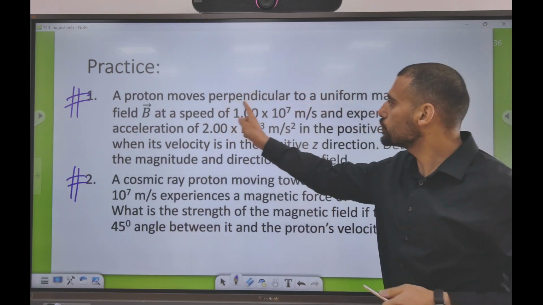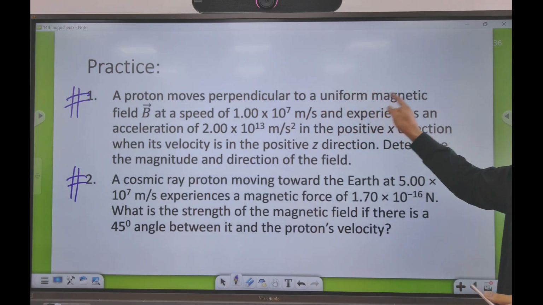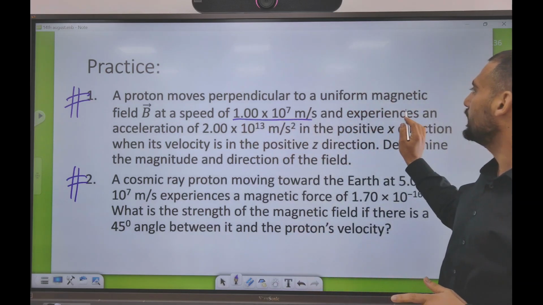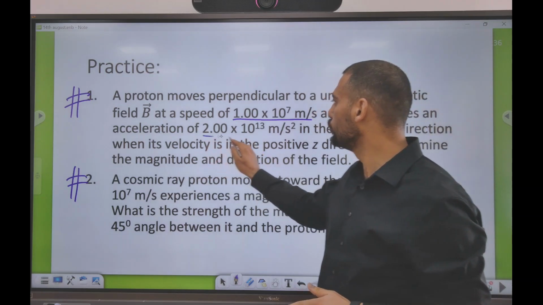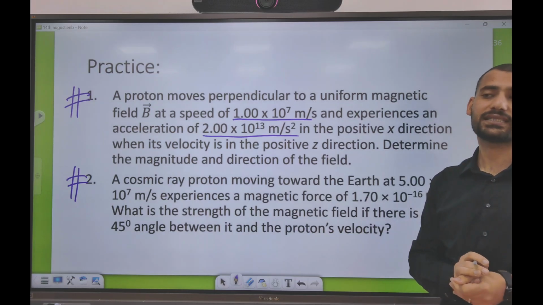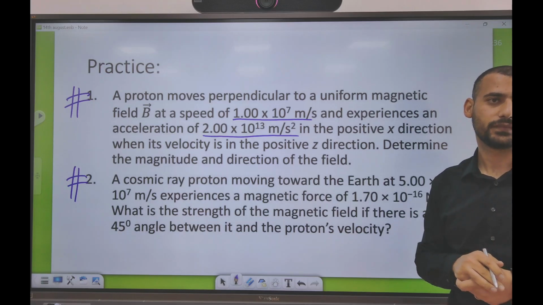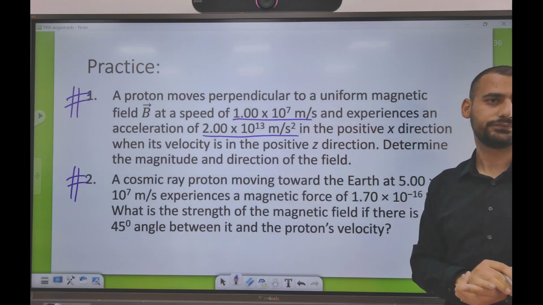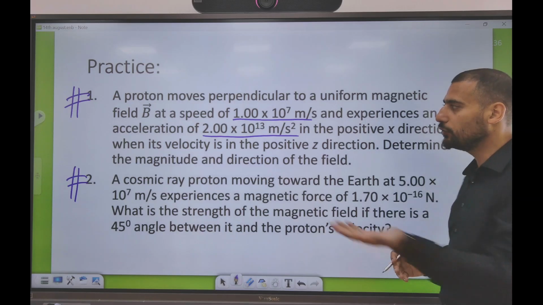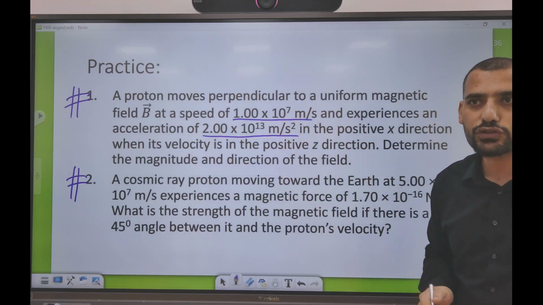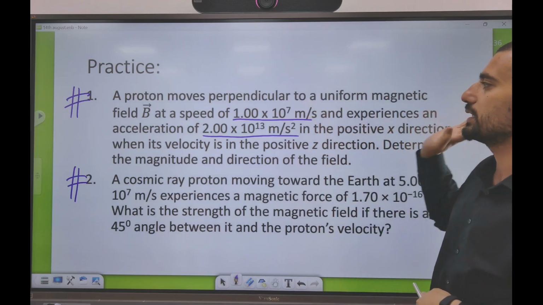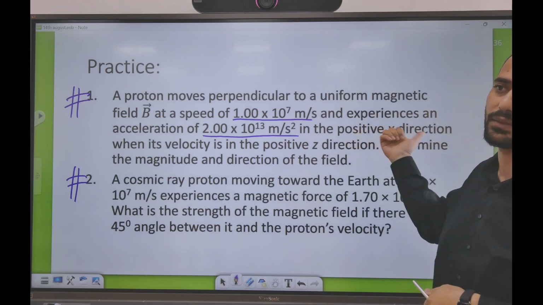A proton moves perpendicular to a uniform magnetic field at a speed. So the speed is given. And experiences an acceleration of 2 times this. Acceleration is given. So when acceleration is given, what does that mean? Do you have the mass of the proton? When you have the mass of the proton and the acceleration, can we find the force? So we have the force in the positive x direction. So the acceleration means the force is in the positive x direction.